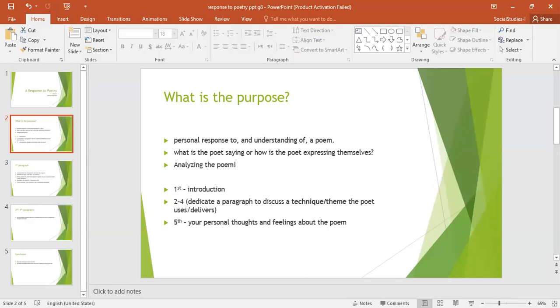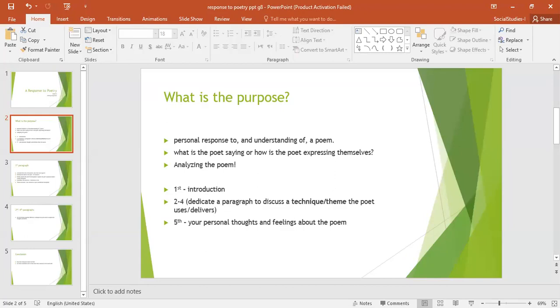Each paragraph needs to be focused on a different technique, and one paragraph is going to be dedicated entirely to the theme. Okay, because the last stanza, which is made up of 2 lines, the one that was italicized at the end, is the one that delivered the final message or the theme of the poem.